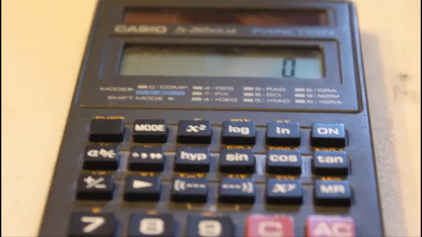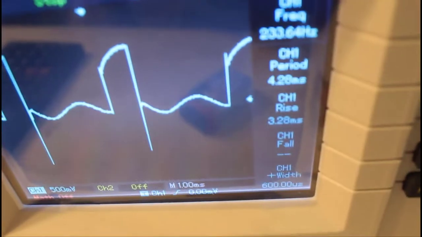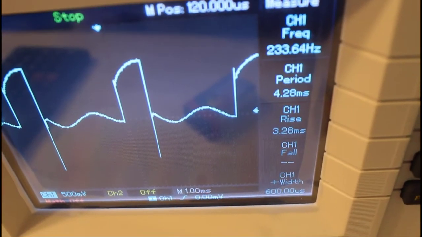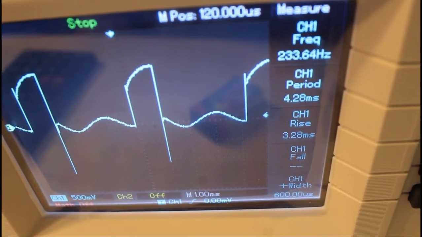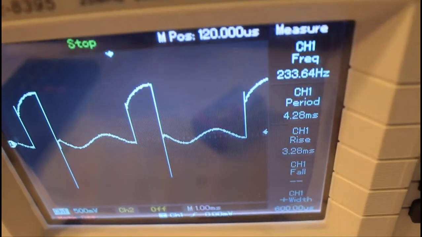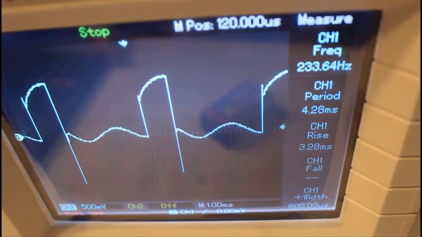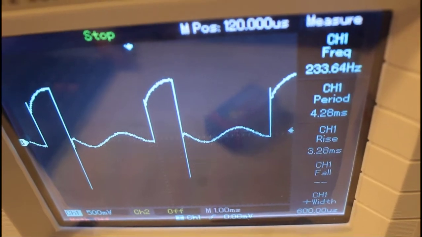Alright, so the period is just 1 over the frequency. We've just noticed that our period is 4.28 milliseconds. We're going to estimate and see if it's correct at 233.6 hertz. So let's go ahead and look at that.